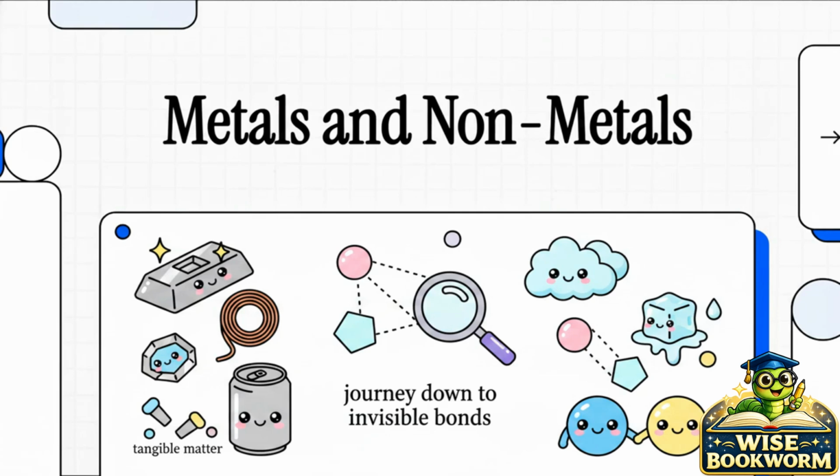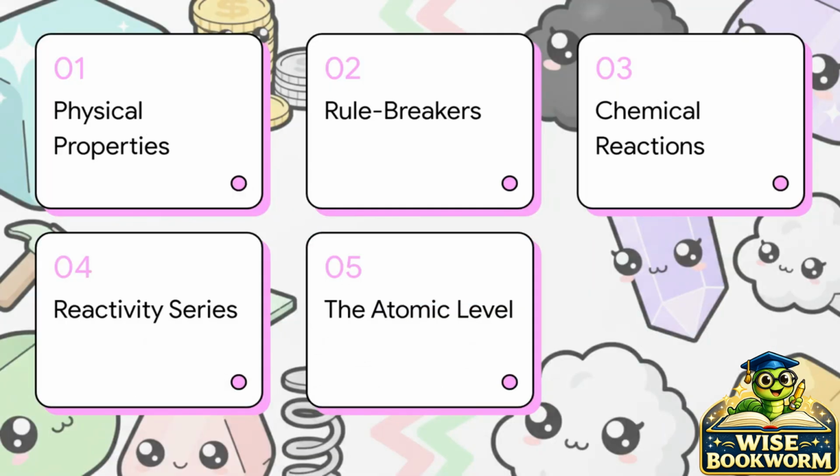All right, welcome to today's explainer. We're going to take a pretty wild journey through the world of metals and nonmetals. We'll start with the tangible stuff, the things you can actually touch every single day, and then we're going to dive all the way down to the invisible atomic bonds that completely define them. So, here is our roadmap for today.